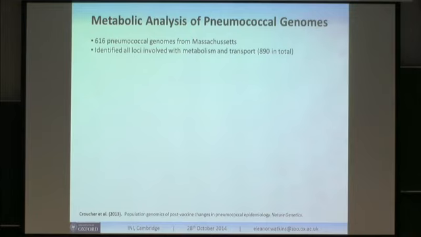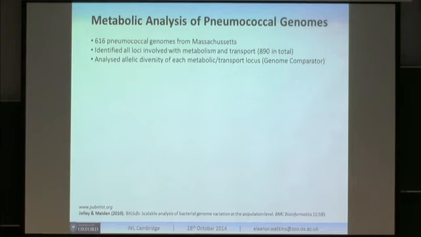So I analysed 616 genomes isolated from Massachusetts, from carriage. These were all published last year by Nick Croucher and colleagues. I then identified all the loci involved with metabolism and transport, which was about 890 out of 2,200. And then I looked at the allelic diversity of each of these loci using a free online tool called Genome Comparator, which is available at pubmlst.org.